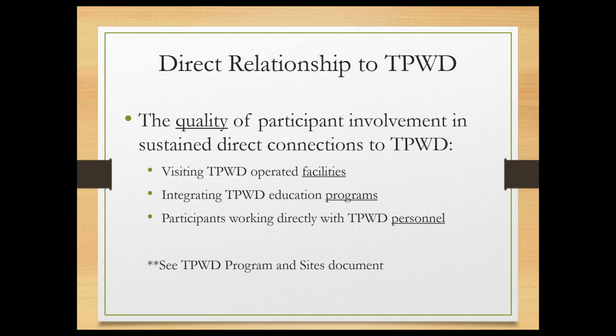And this is so that we make sure that you're just not Googling some names and putting them in your application. We want to make sure that you've actually formed those relationships and the staff member knows and has committed to partnering with your organization. In the scoring criteria, we are going to be looking at the quality of participant involvement in these sustained direct connections to Parks and Wildlife. So just keep that in mind, that a lot of the scoring, again, like I mentioned, is really focused on the quality and the impact to the participants themselves.